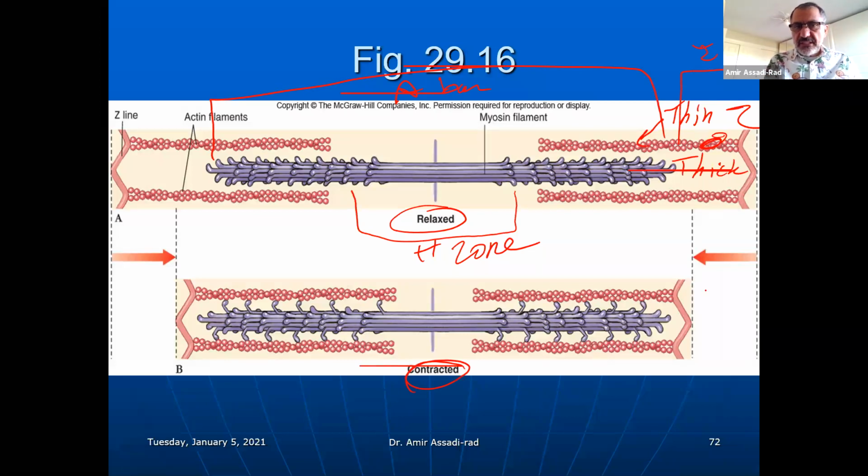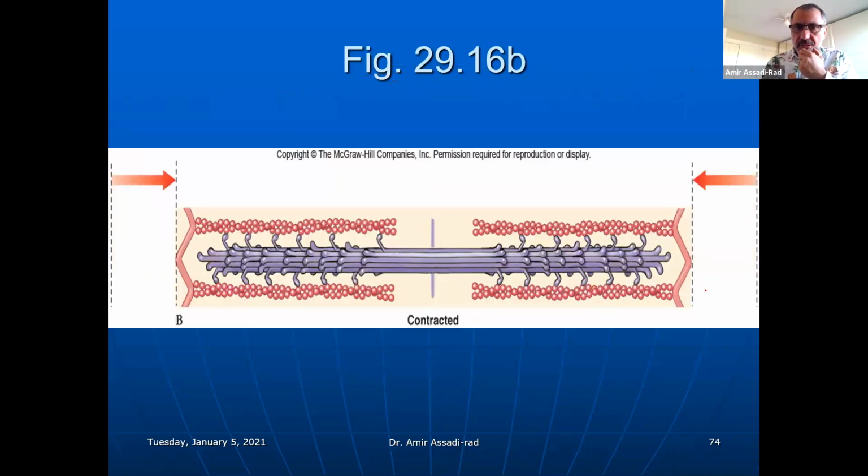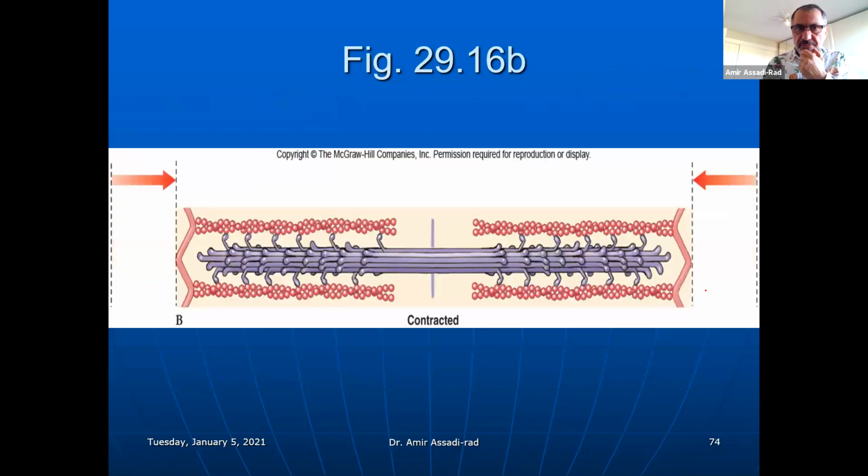Now look at it when the muscle is contracted. Look, you see the difference? Z lines are closer together. The H zone is shorter, or in some cases disappears. Nothing happens to the A band, and the I band, of course, gets smaller. Let's look at it. Same thing again, relaxed, and compare the two together, and you will see the difference. You should be able to see the difference.